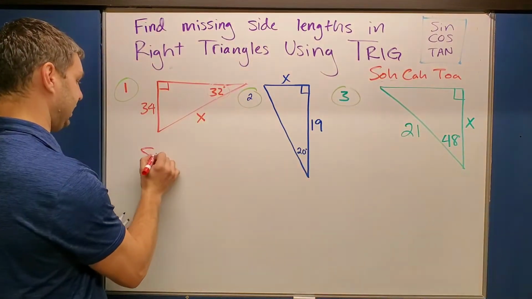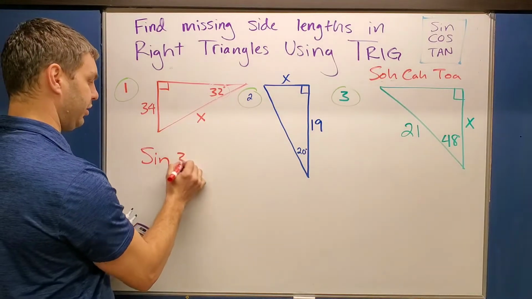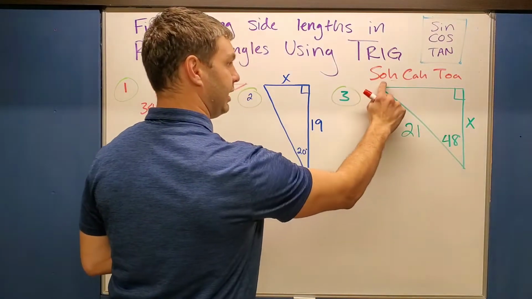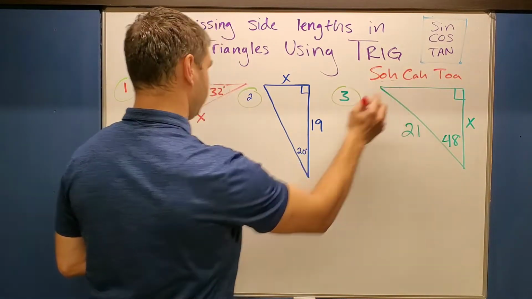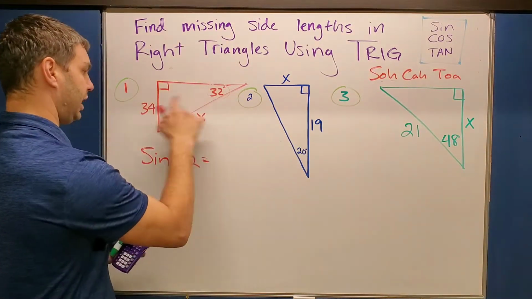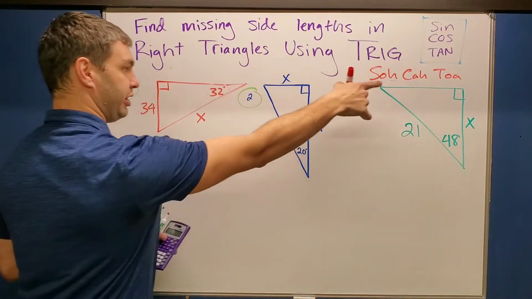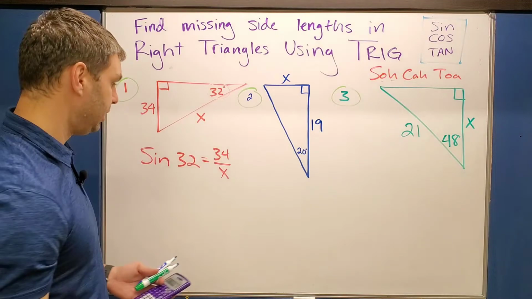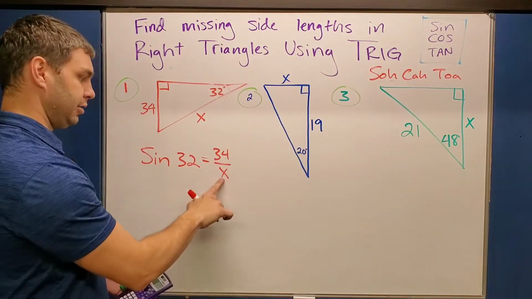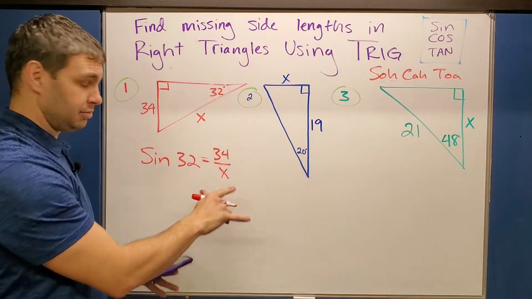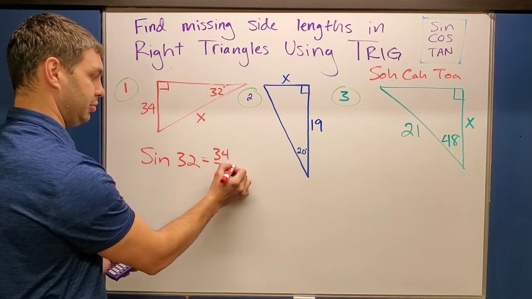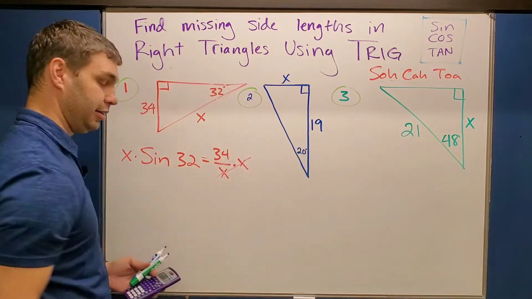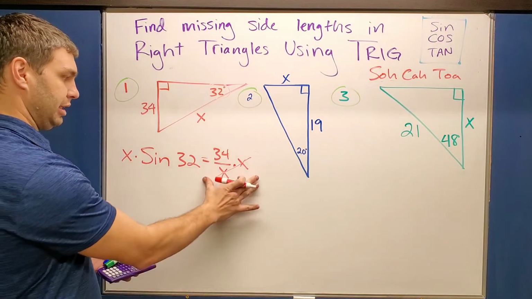So I'm going to say sine of the angle I'm given, 32, and then the sine ratio, well, Sohcahtoa is written out in the right order, O and H. So I'm going to say equals the O, opposite, 34, over the H, which I don't know in this case, x. Now, to solve for x, currently x is in the denominator. We can't solve for it if it's in the denominator. So we have to multiply both sides by x to get it out of the denominator. So they're going to cancel on this side.